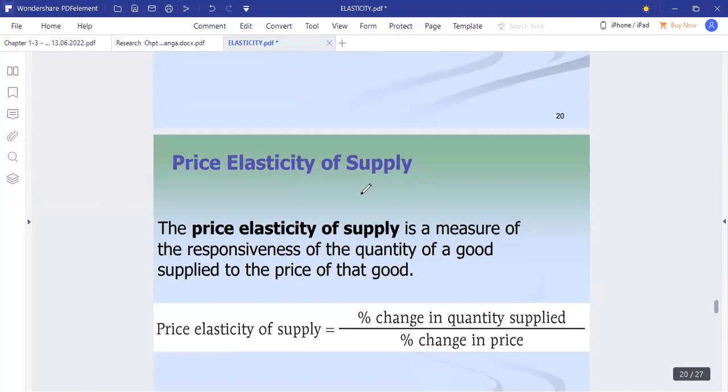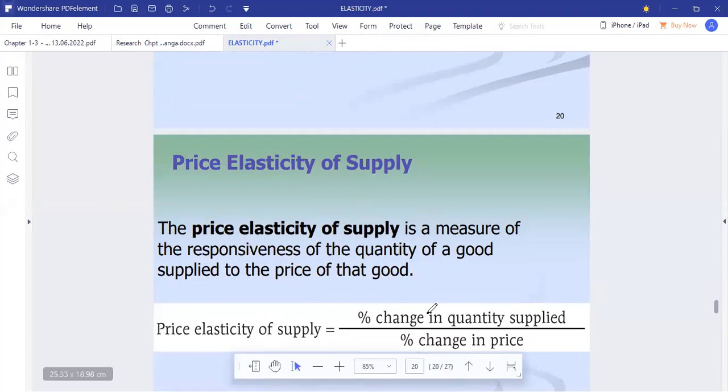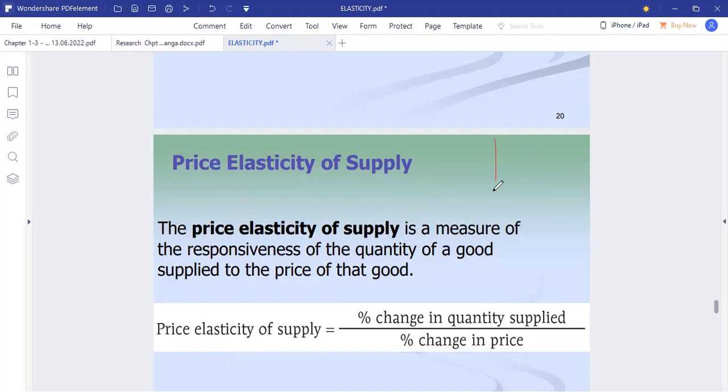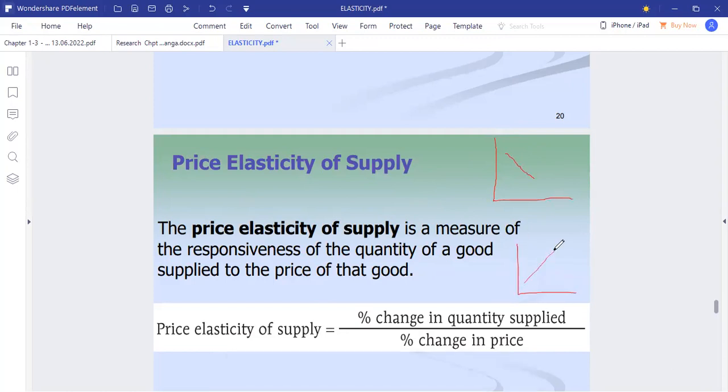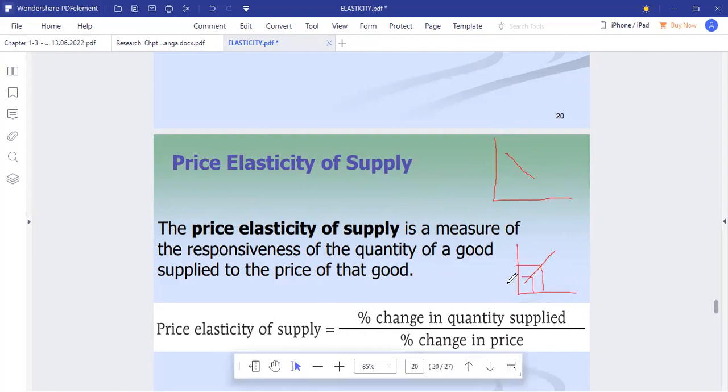So elasticity of supply, the percentage change in quantity supplied over percentage change in price. It's the same formula, except that now here, elasticity of supply always has a positive relationship. Why? Because the demand curve is negative like this, and the supply curve is positive like this. So an increase in price will be accompanied by an increase in quantity supplied.